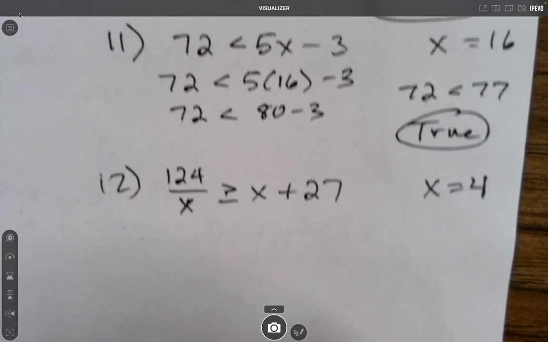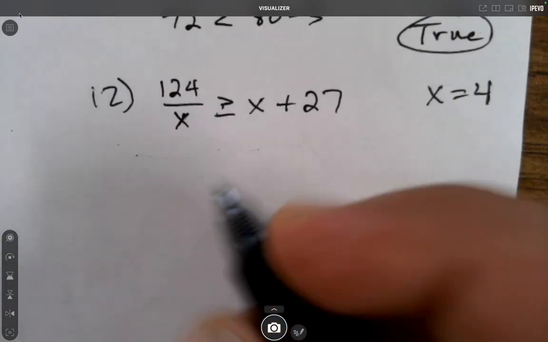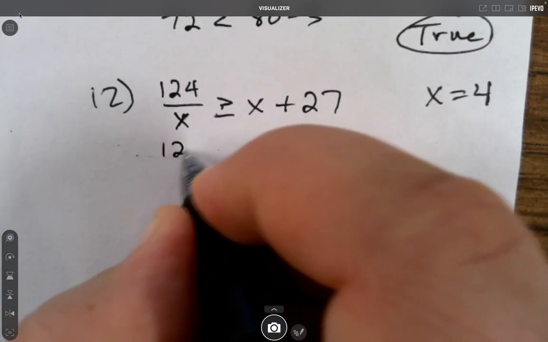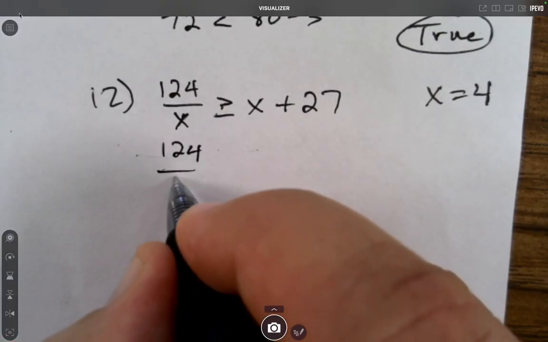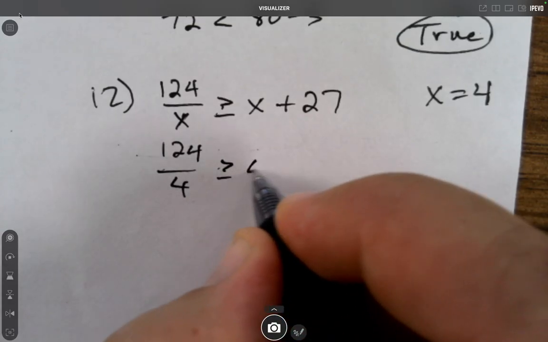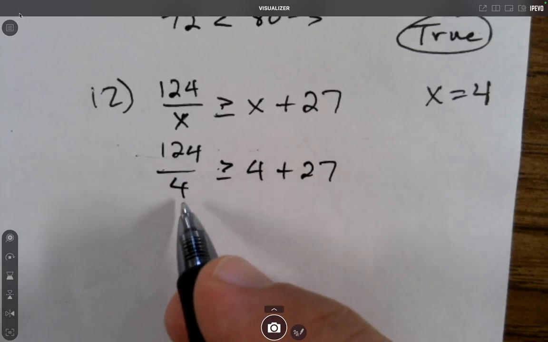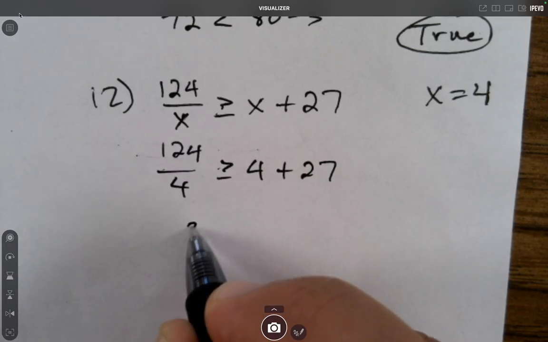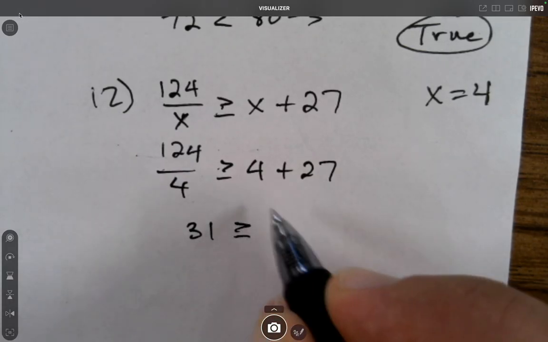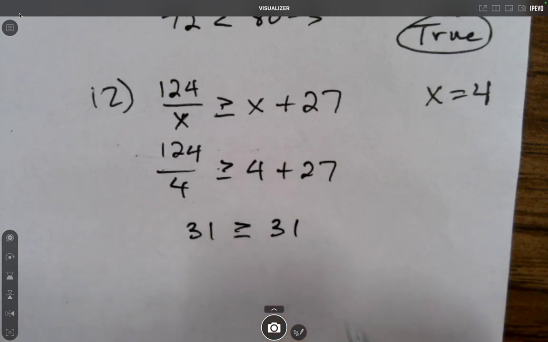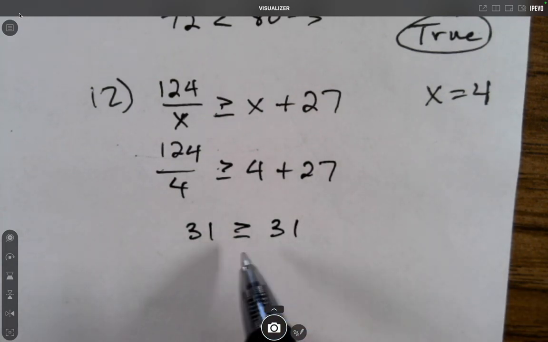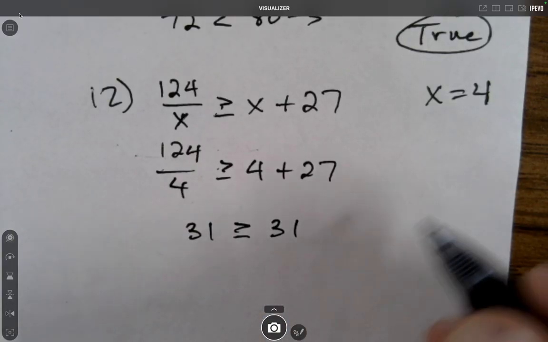Okay, last one on this type of problem is number 12. We have x showing up here 2 times, so we need to plug in 4 for both of them. So 124 divided by 4 is 31. 4 plus 27 is also 31. So this is where the or equals to matters. If it just said greater than, we'd have to say false, because 31 can't be greater than itself. But obviously it is equal to itself, so this one would be true.